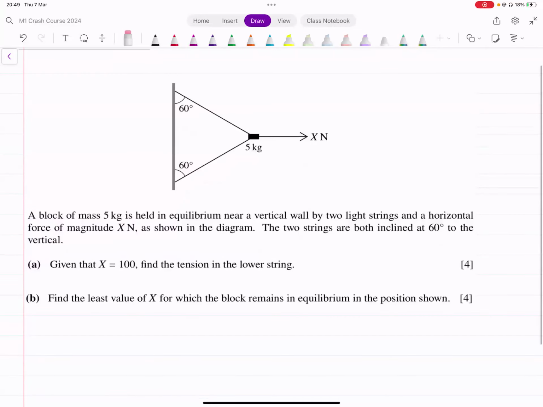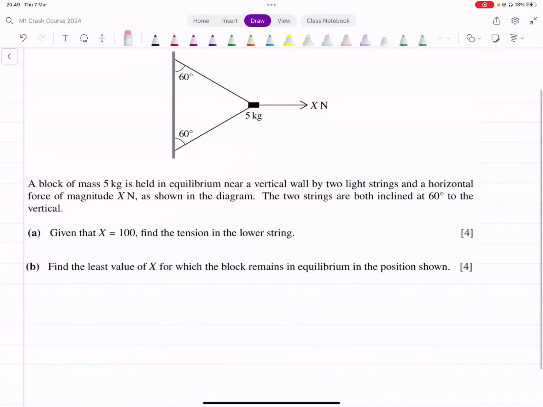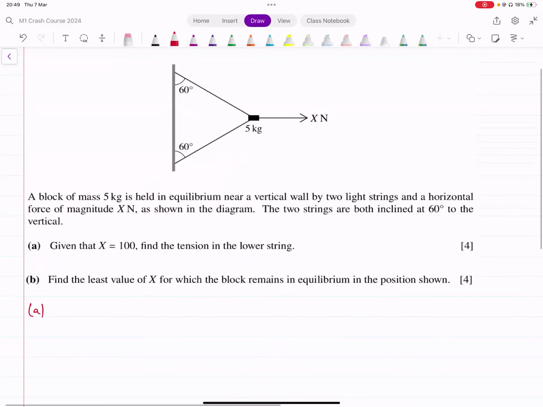Okay. So it says a block of mass 5 kilograms is held in equilibrium near a vertical wall by 2 light strings and a horizontal force of magnitude x Newton. The two strings are both inclined at 60 degrees to the vertical. Given that x equals 100, find the tension of the lower string.